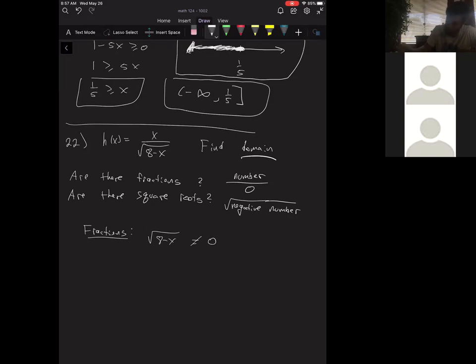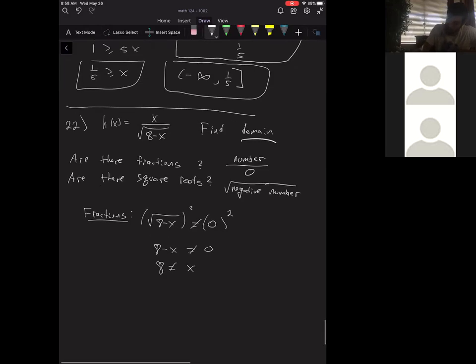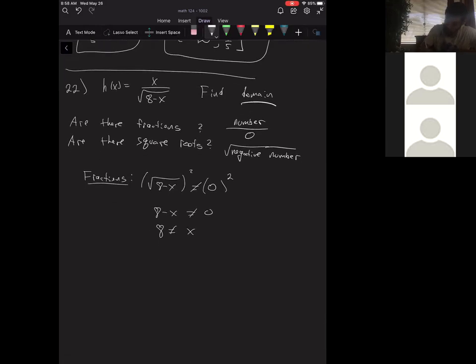This can't happen. So when does that happen? If we want to solve this equation, we can square both sides. Now the square root goes away. We have 8 minus x, and this can't equal 0. Let's add the x over. So we get 8 is not allowed to be x. So for sure, we can't have x be 8, because when x is 8, the bottom of the fraction is 0, and we can't have that.